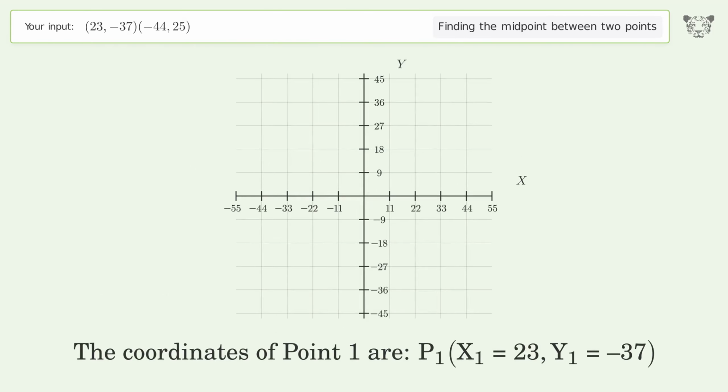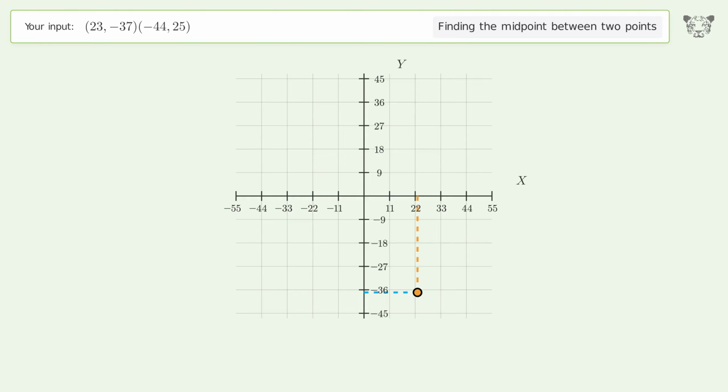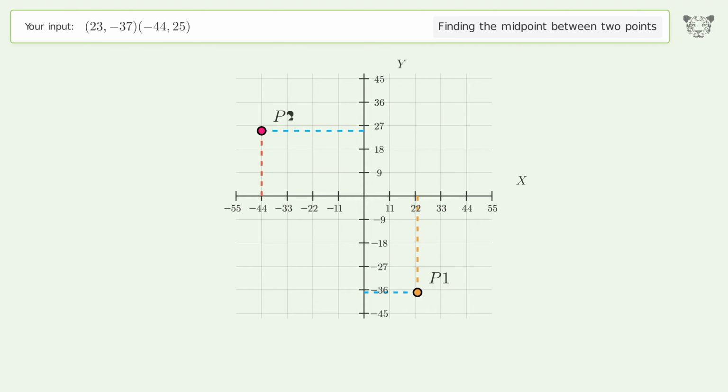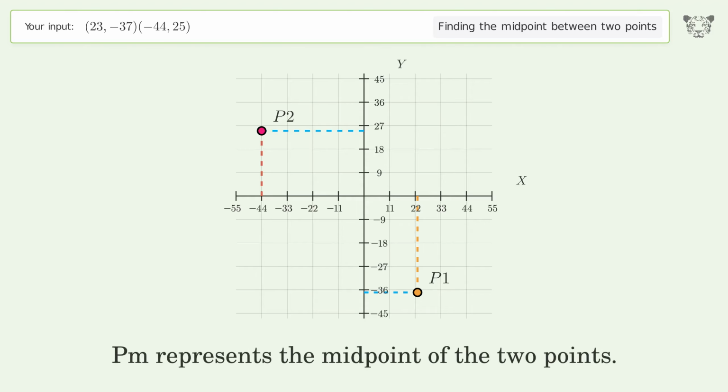The coordinates of point 1 are x1 equals 23, y1 equals -37. The coordinates of point 2 are x2 equals -44, y2 equals 25. PM represents the midpoint of the 2 points.